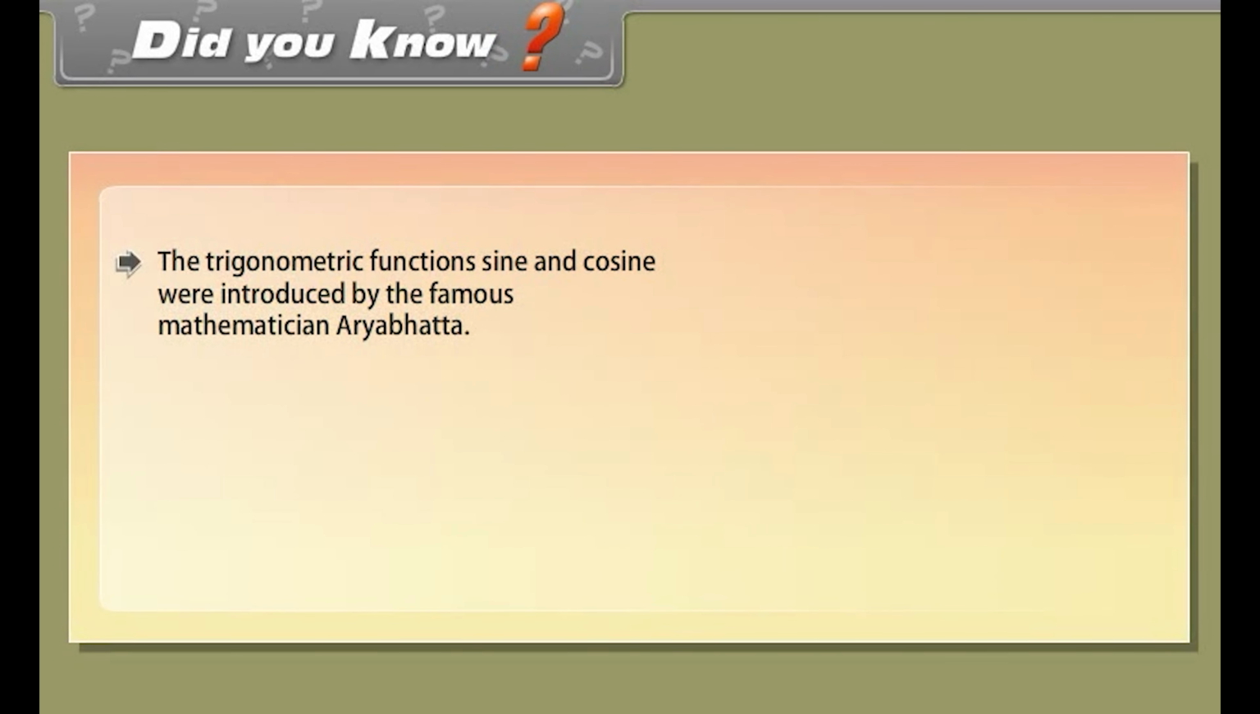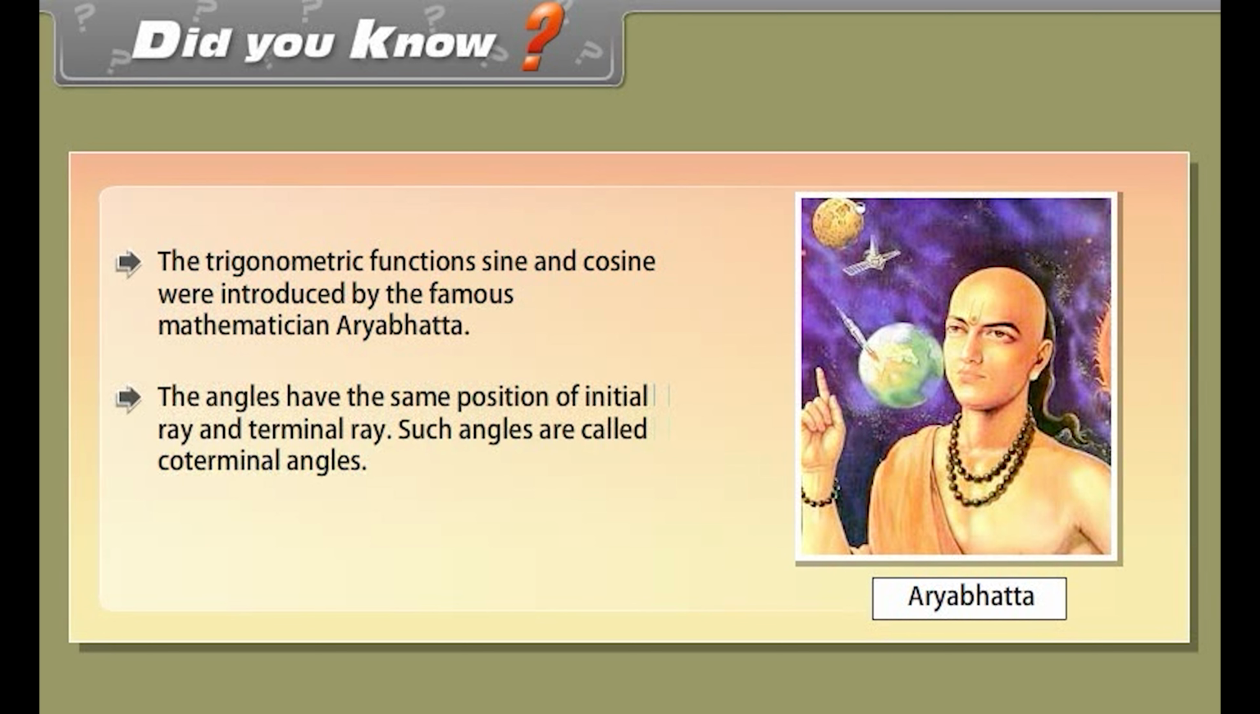Did you know? The trigonometric functions sine and cosine were introduced by the famous mathematician Aryabhata. If angles have the same position of initial ray and terminal ray, such angles are called coterminal angles. Sine, cos and tan are not multipliers.